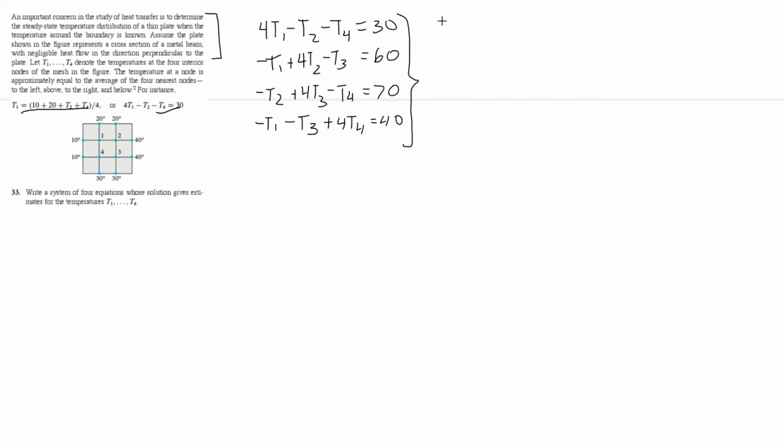So we'll start out with 4, negative 1, 0, negative 1, 30, negative 1, 4, negative 1, 0, 60, negative 1, 0, negative 1, 4, negative 1, 70, and finally negative 1, 0, negative 1, 4, 40.